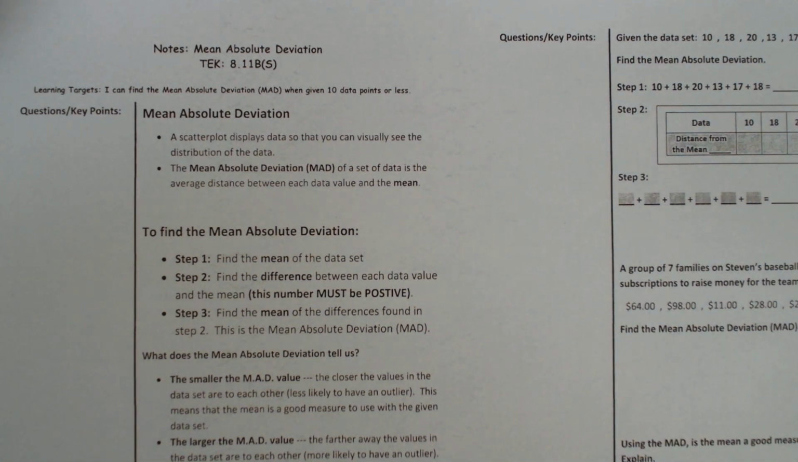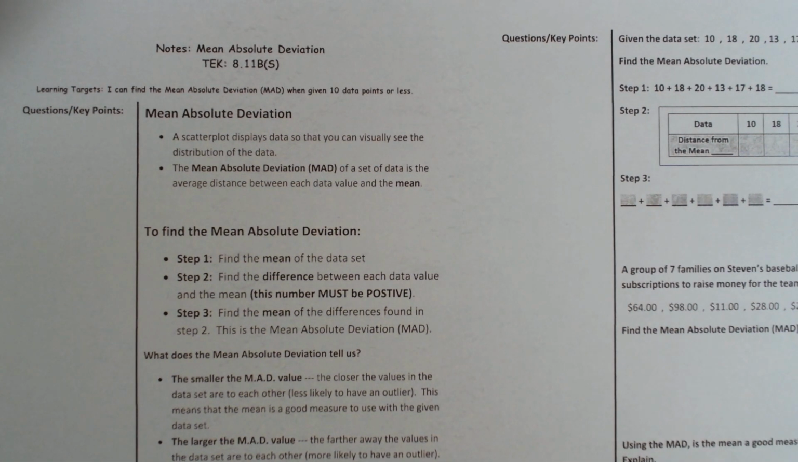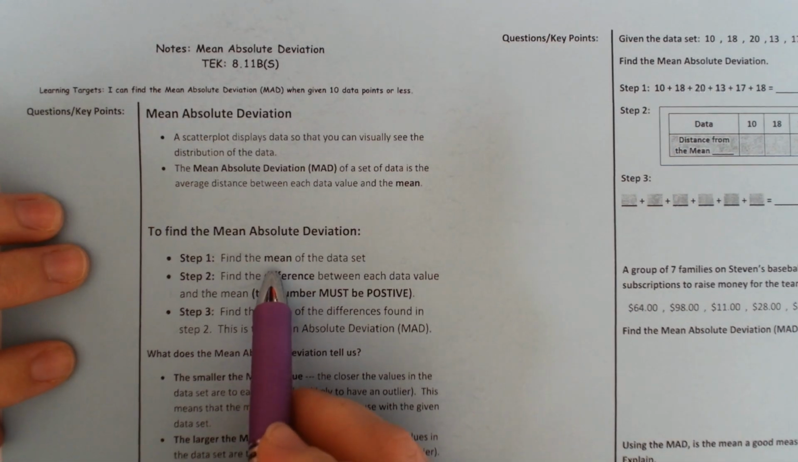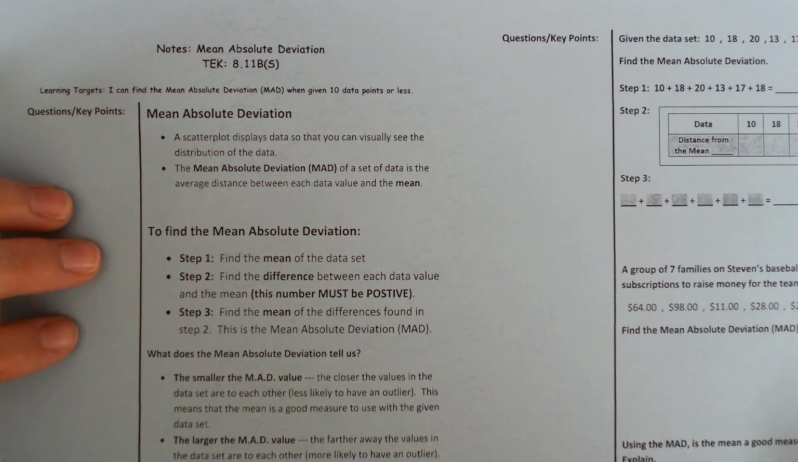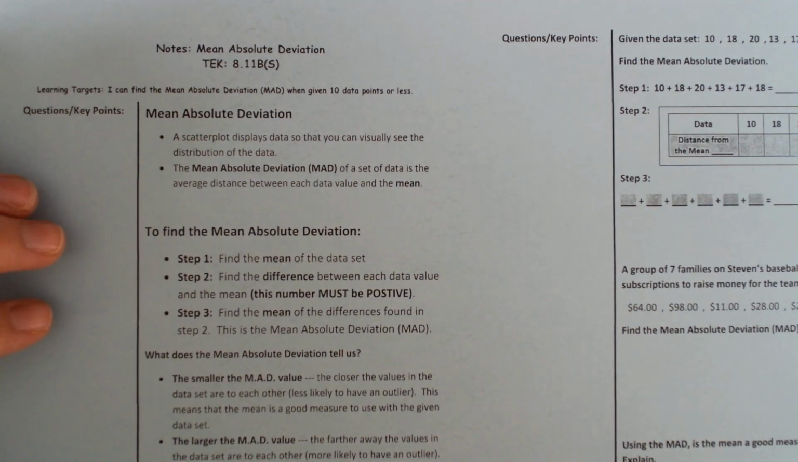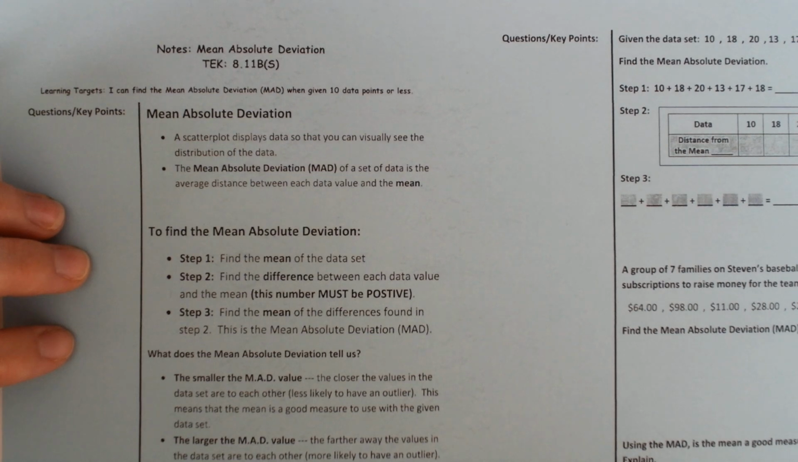Right, today we're going to start talking about mean absolute deviation, and that's a really big word that means something pretty simple. So first we're just going to find the mean of a set of data, which is the average. You add together all the values and then divide by how many values you have. That's what we've done for our warm-up yesterday and today.